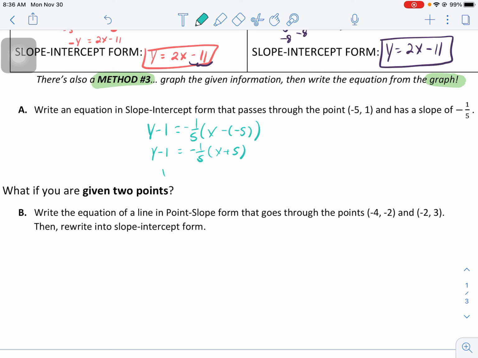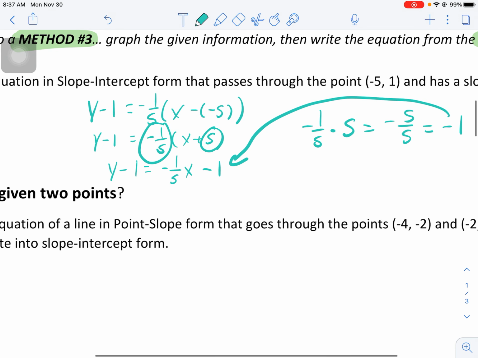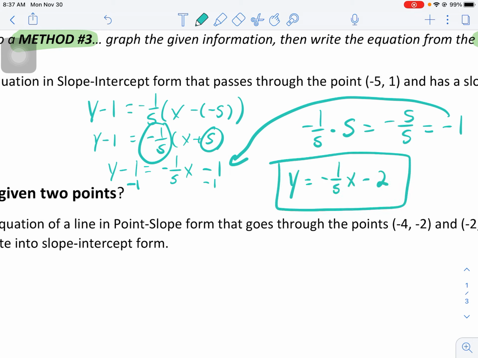So we're going to distribute the -1/5, so we get y minus 1 is equal to -1/5 x minus 1, so 5 times -1/5 would look like this, which would be -5/5, which is -1. That's where this -1 comes from. And then the last thing you have to do is subtract 1, so you get y is equal to -1/5 x minus 2, and that would be our answer.